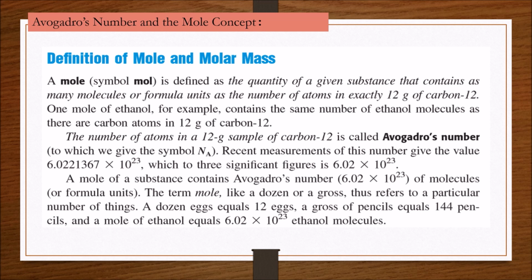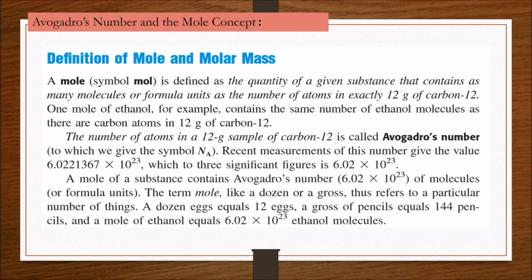So the number of atoms in a 12-gram sample of carbon 12 is what we call Avogadro's number, to which we give the symbol Na. A recent measurement of this number gives us the value of 6.0221367 times 10 to the 23, which to three significant figures is 6.022 times 10 to the 23.